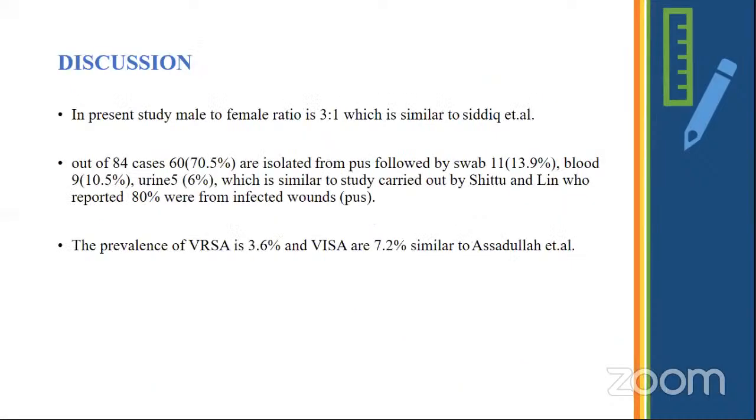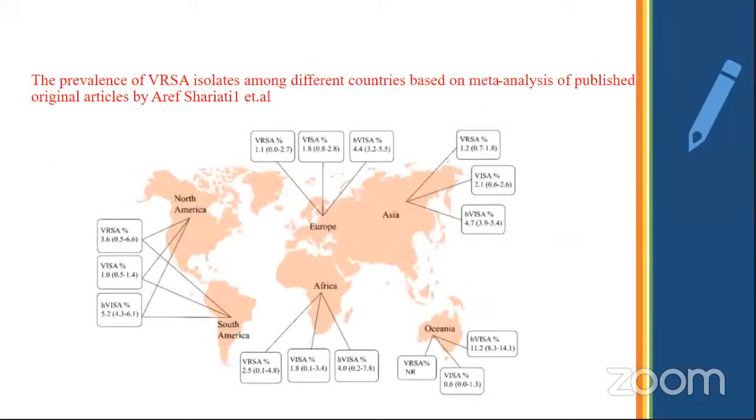Discussion: in the present study, the male to female ratio is 3:1, which is similar to Siddiqui et al. The sample distribution in our study is similar to the study carried out by Shittu and Lin. The prevalence of VRSA is 3.6% and VISA is 7.2%, which is similar to Azadullah et al. The prevalence of VRSA isolates among different countries, based on a meta-analysis of published original articles by Arif Sharia et al., showed that VRSA prevalence is 3.6% in North America and South America, Europe 1.1%, Asia 1.2%, and Africa 2.5%.